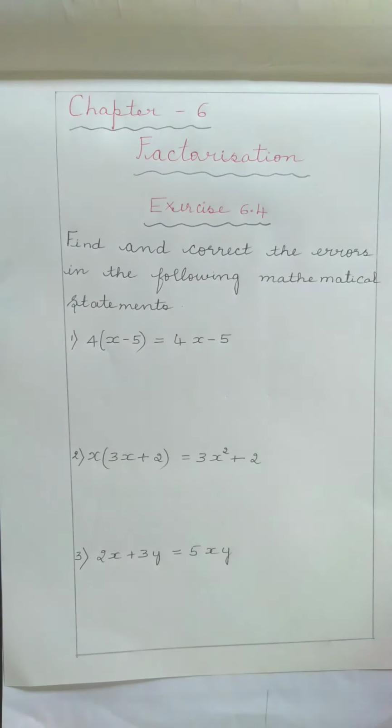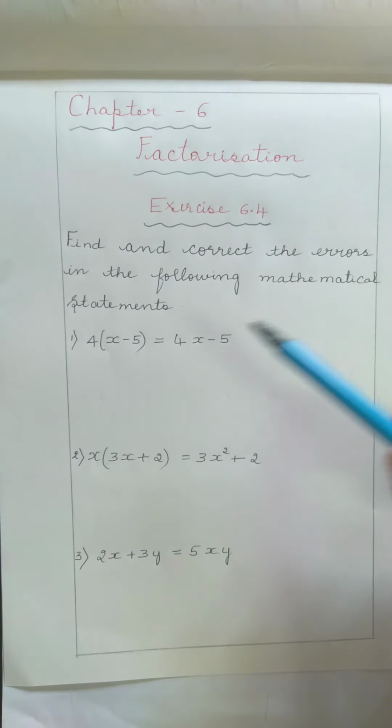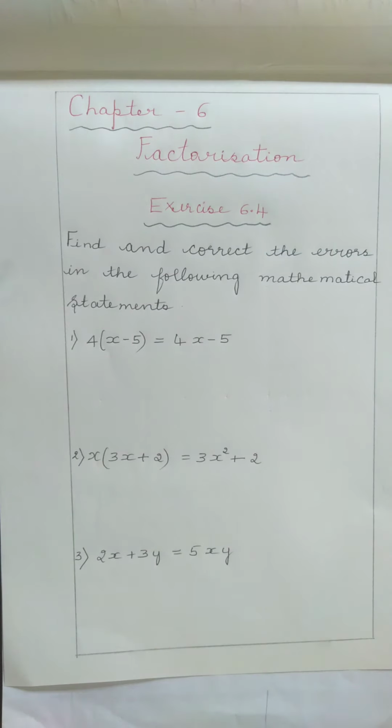So, in exercise 6.4, we have the first question. Find and correct the errors in the following mathematical statements. So, there are some mathematical statements given. If we find the error in the mathematical statement, we have to correct that error. If it is correct, then it is a correct mathematical statement.